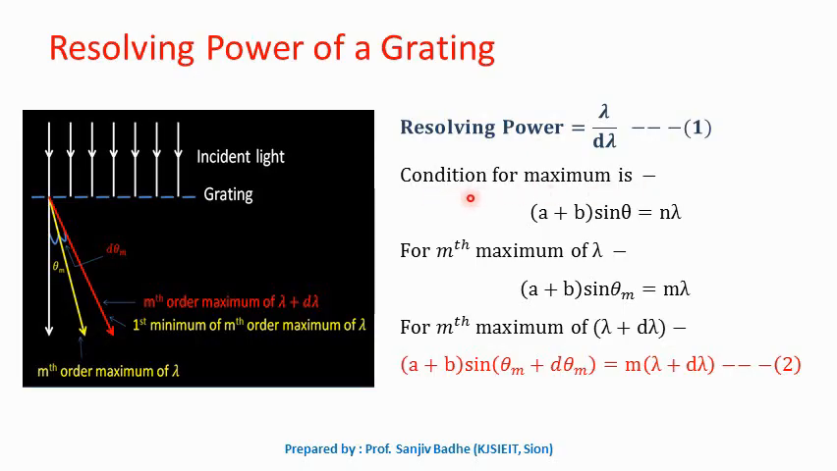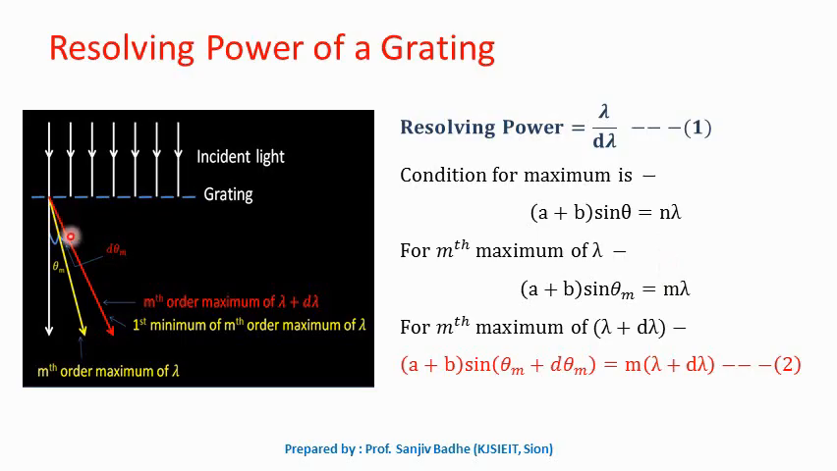The condition for maximum in case of a diffraction grating is (A plus B) sin theta equal to n lambda, where A is the width of the slit, B is the width of the separation, and theta is the angle at which the nth order maximum is obtained. So for the mth order maximum of lambda, which is obtained at an angle theta m, we can write (A plus B) sin theta m equal to m lambda, for mth order, so n is replaced by m.